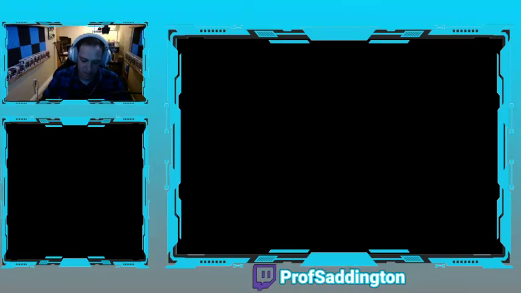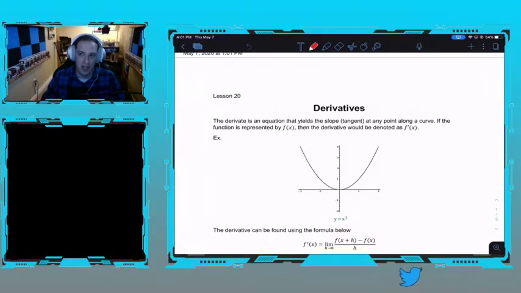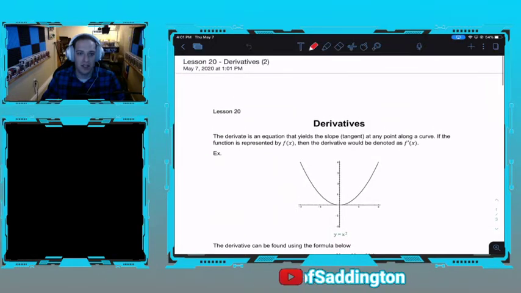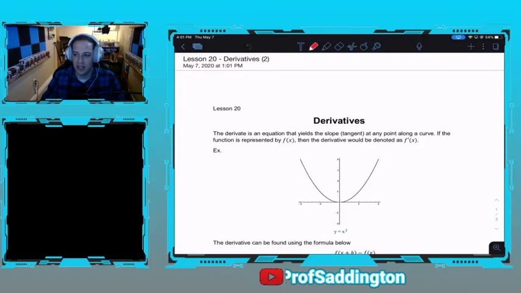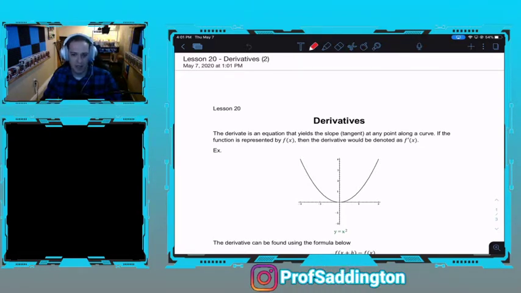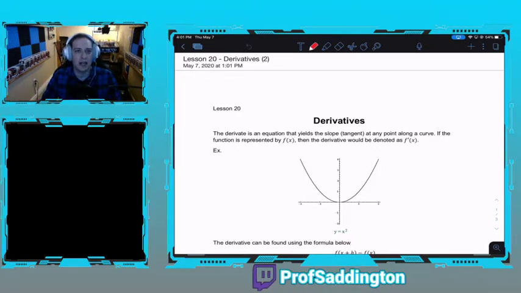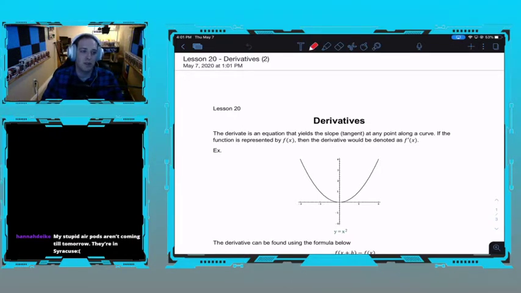So, today we are going into lesson 20. And lesson 20 is in semester 2, unit 3. So, it's not in the same section that we were doing it in iTunes. I'm kind of jumping around with this whole Corona thing going on. This was actually supposed to be the lesson that was after limits.